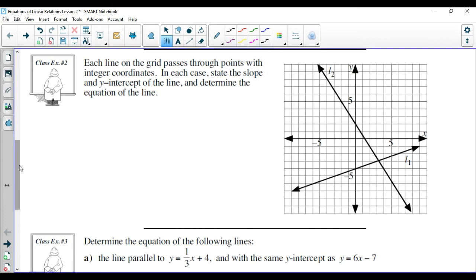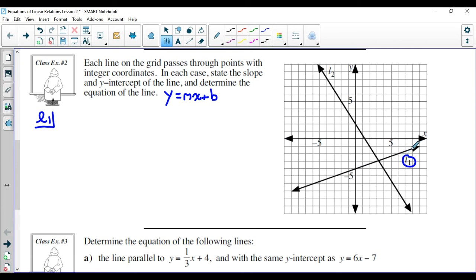But I think this is more typical, where we have a couple of lines on a graph, and what we need to do is collect information from the graph and put it into the y equals mx plus b format. Okay, so we have two lines here. Let's start off with this one. It says line 1, so I'll label that as L1. And again, I want to get it into the form y equals mx plus b, my slope-intercept form.